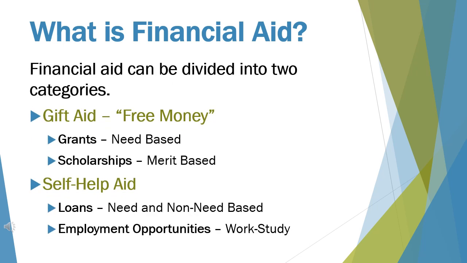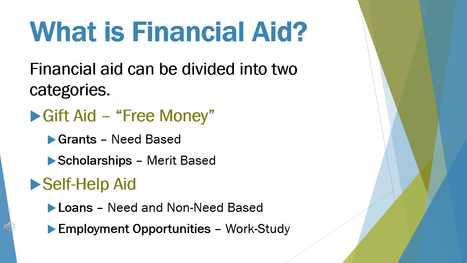What is financial aid? Financial aid can be divided into two categories. The first is gift aid, which is free money or aid that does not need to be paid back. This gift aid can be broken down into two categories: grants, which are based on financial need, and scholarships, which are merit-based or based on your talent, such as academic, visual or performing arts, or athletic scholarships.